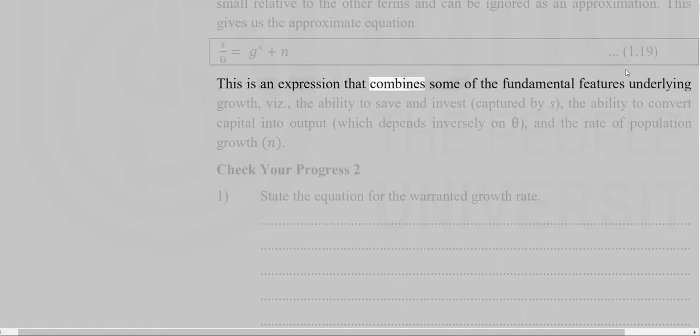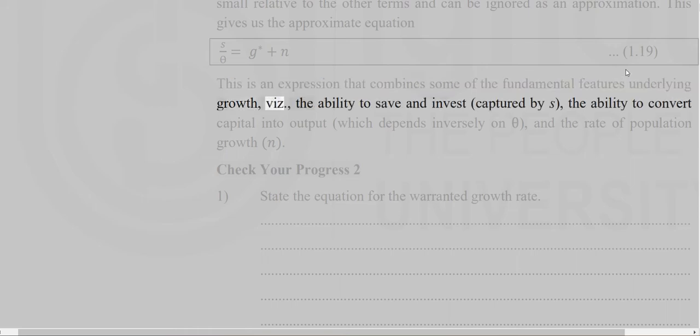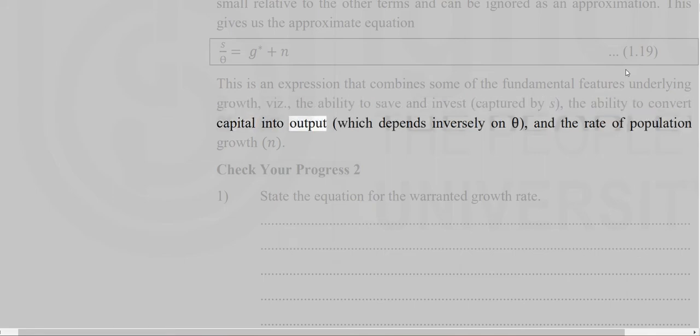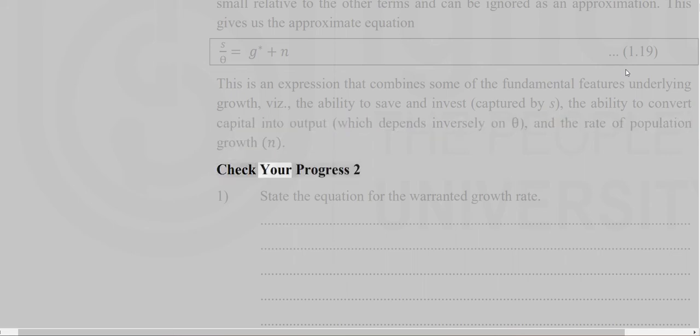This is an expression that combines some of the fundamental features underlying growth, viz., the ability to save and invest, captured by S, the ability to convert capital into output, which depends inversely on theta, and the rate of population growth.